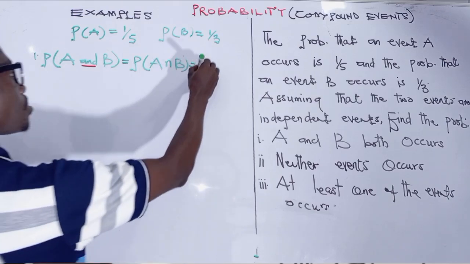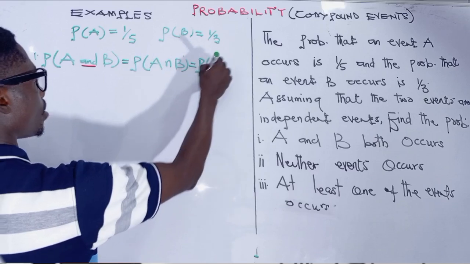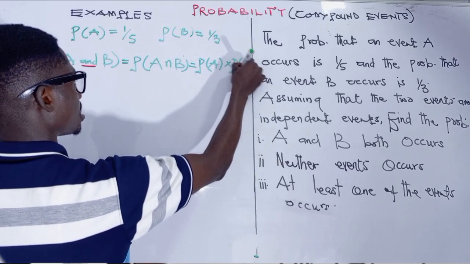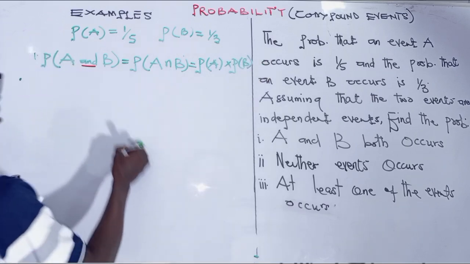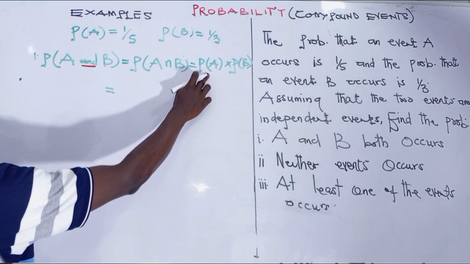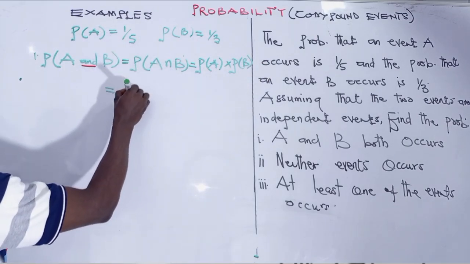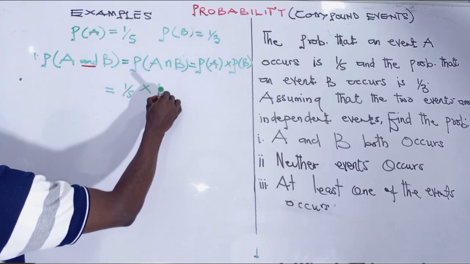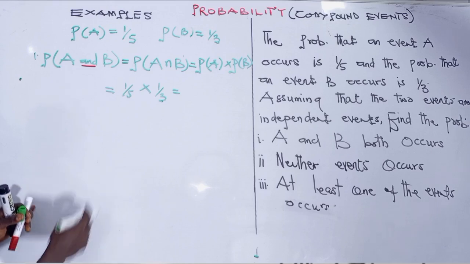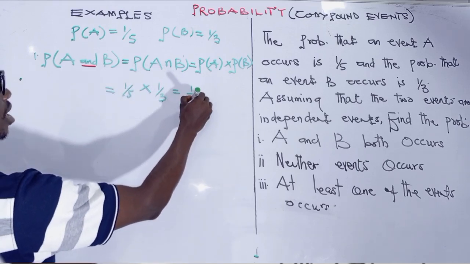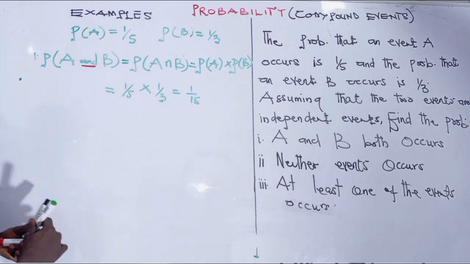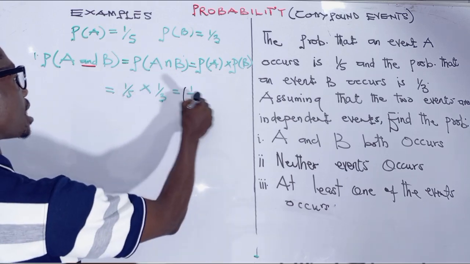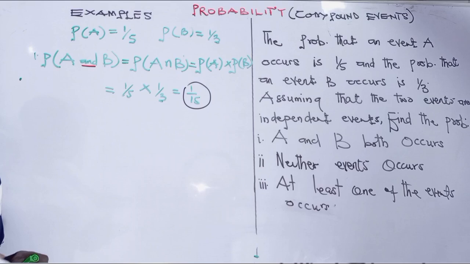We are going to have probability that A occurs multiplied by probability that B occurs. We know that the probability that A occurs is 1 out of 5. The probability that B occurs is 1 all over 3. So when you do your multiplication, you are going to get 1 all over 15. Very, very easy and simple. So the probability that A and B both occur is 1 out of 15.